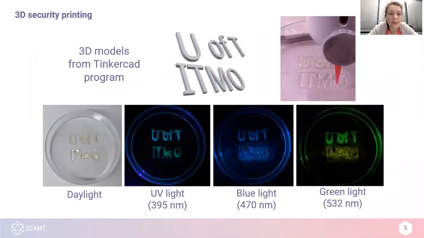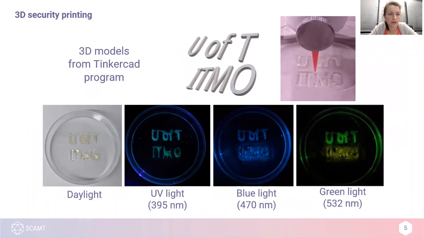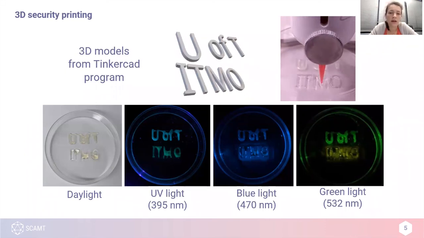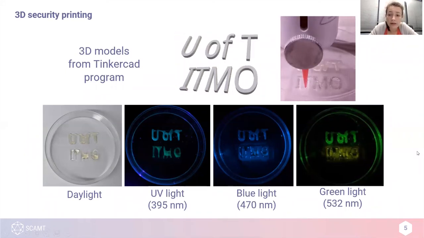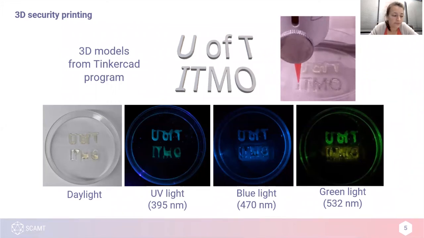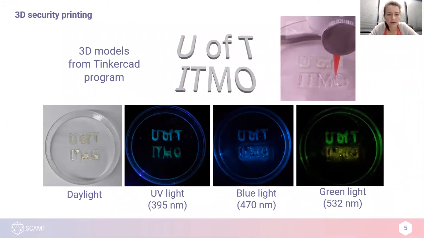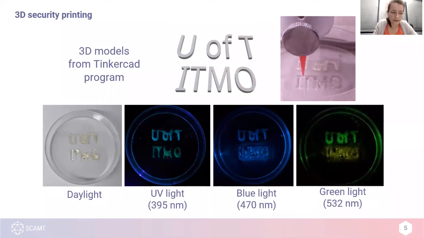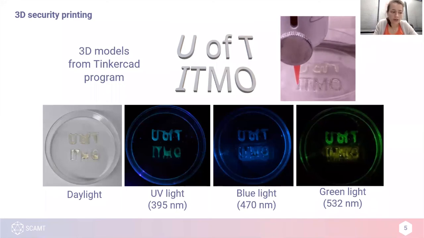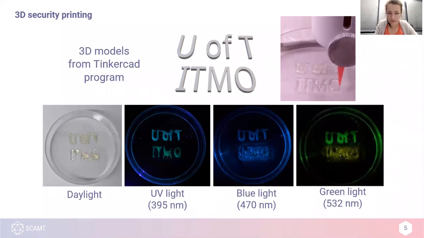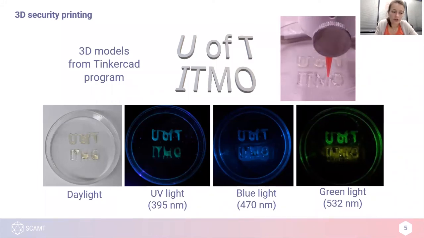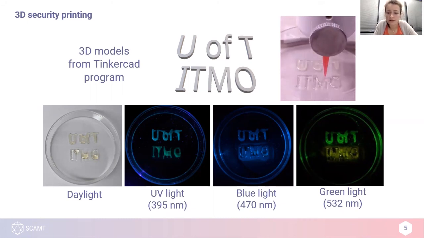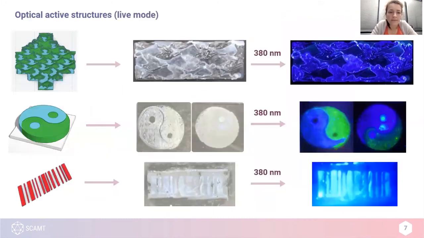Next slide. Yes, and we can use the 3D printing process to protect products from counterfeiting, for example. Here we obtain hydrogels with fluorescence in different ranges of visible light. And as you can see here, under UV irradiation and visible light, this hydrogel is totally transparent in daylight, but it fluoresces under UV light. Next slide.